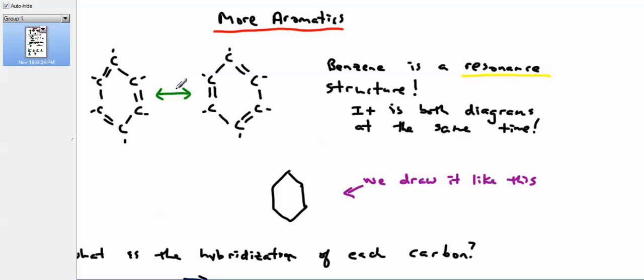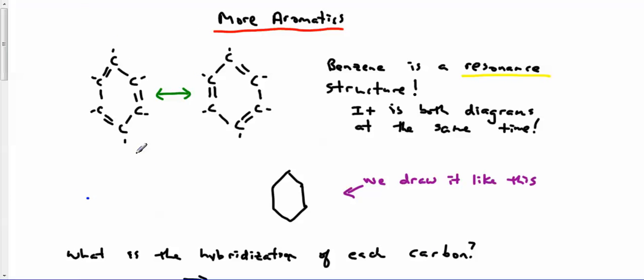All right, let's finish off talking about these aromatics. Last video we learned that benzene is a resonance structure. It's a combination of this molecule and this molecule. It's not one and then the other flipping back and forth. It's both at the same time.